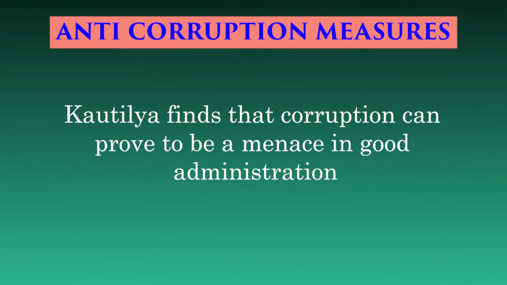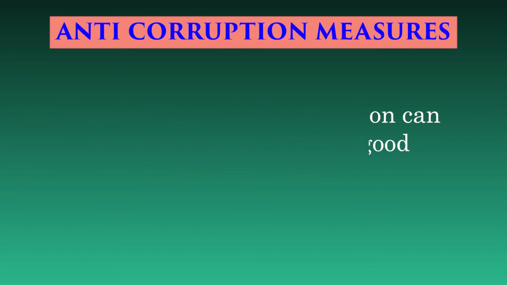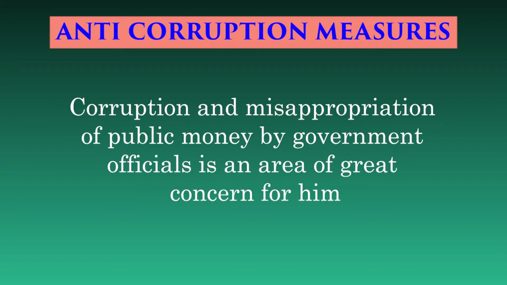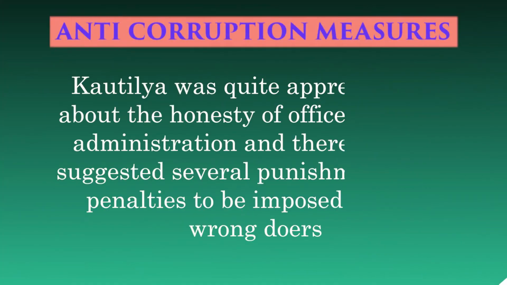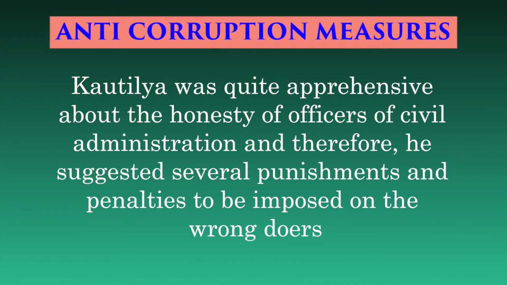Kautilya believed that corruption can be a menace to good administration. Corruption and misappropriation of public money by government officials is an area of concern, and it is an area of concern in today's world also. Kautilya was quite apprehensive about the honesty of the officials in civil administration, and therefore he suggested severe punishments and penalties to be imposed on the wrongdoers.